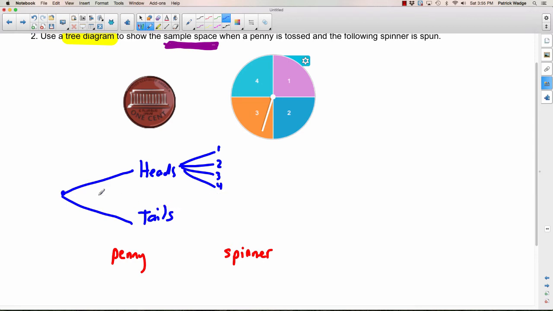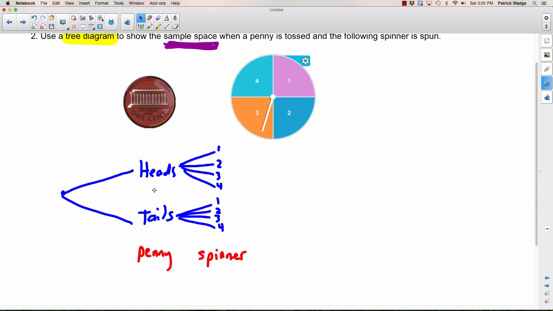Oh, but wait a minute. What if I got tails? What could happen when I spin the spinner? Well, the same thing. I could get one of those 4 numbers. So again, I want to put 1, 2, 3, 4. And we're done. Maybe I'm just going to move this spinner over a little bit. There you go. The penny, heads and tails. We did that first. The spinner, we did that second.